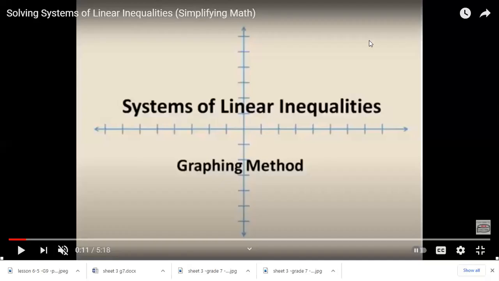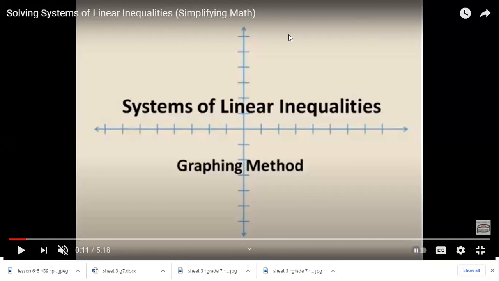Lesson 6.6 is about solving systems of linear inequalities. We studied before how we can solve linear inequality. Do you remember yesterday how we can represent linear inequality?